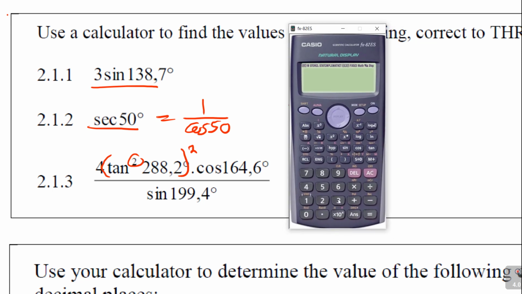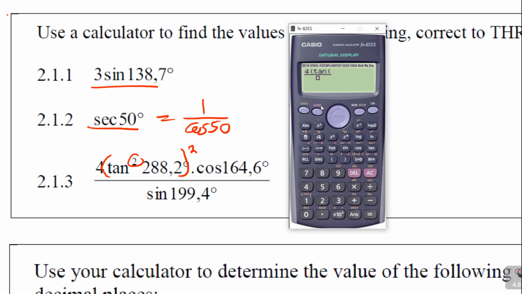Alright, let's do it. So it's 3 sin 138,7, close the bracket, equal to. There it is, to 3 decimal places. Look, I round off, it's 1,980, of course, but I round off with shift, setup, 6 is fix. How many decimal places? 3. Then the calculator can give your answer now. That's the first one. Second one, sec 50, remember I told you is 1 over cos 50. So the calculator will maintain that rounding off, but you need to take out later. There it is, 1,556. Then the other one is 4, bracket, it's 4, 10. See, you can't put 10 squared.